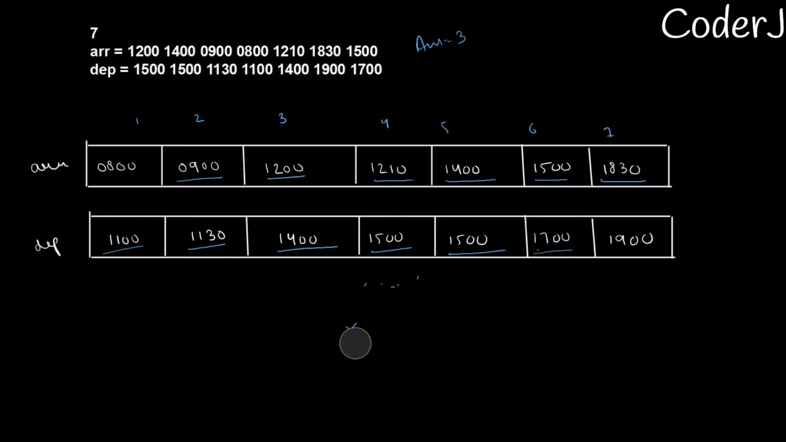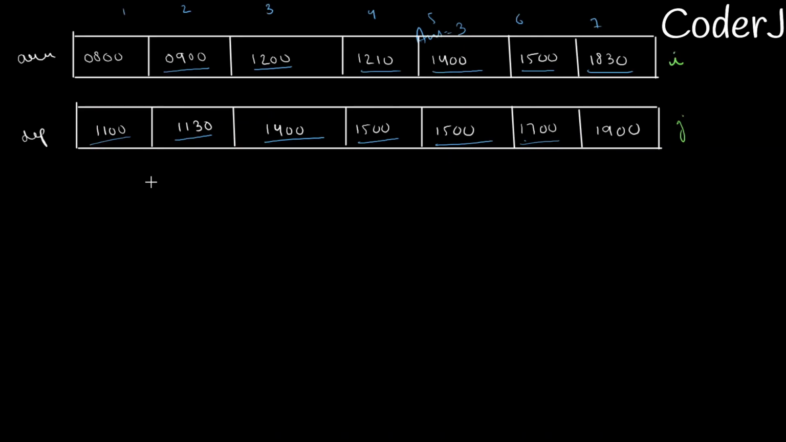Right now, what we are going to do is form a pseudocode for this. I'm just going to write the main conditions. After that, we'll move to the live coding. So let me use a pointer known as i to traverse the arrival array, and departure will be traversed using j. Right, let's start with the pseudocode.